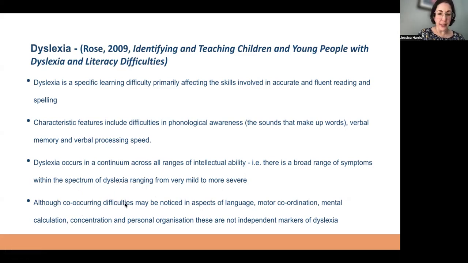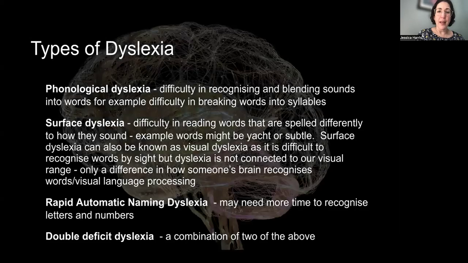Although co-occurring difficulties might be noticed in aspects of language, motor coordination, mental calculation, concentration, and personal organization, these are not independent markers of dyslexia. So these alone don't inform us that someone might be experiencing dyslexia. There are a variety of types of dyslexia. One is phonological dyslexia, in which someone experiences difficulty in recognizing and blending sounds into words. For example, difficulty in breaking words into syllables or shorter chunks.